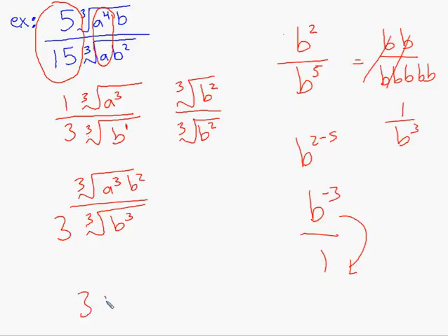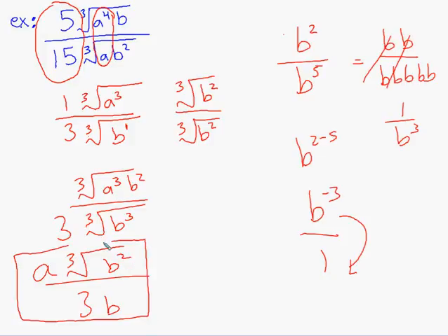The cube root of b cubed is b. And then, what's the cube root of a cubed? a. Then I have my b squared here. So this is our final answer. Alright.